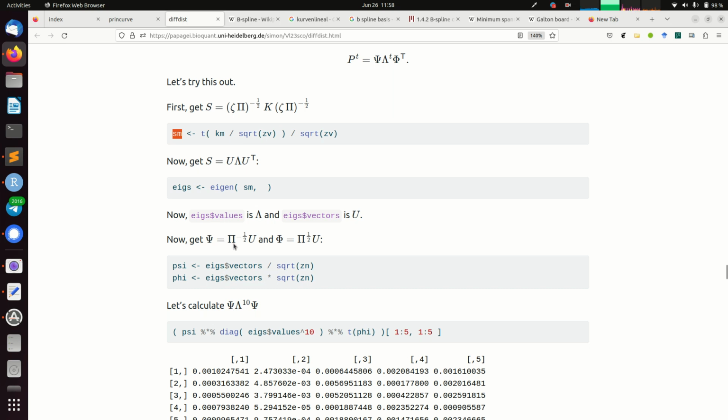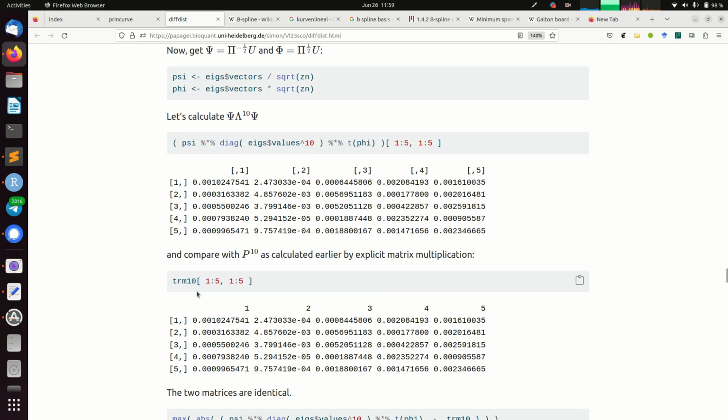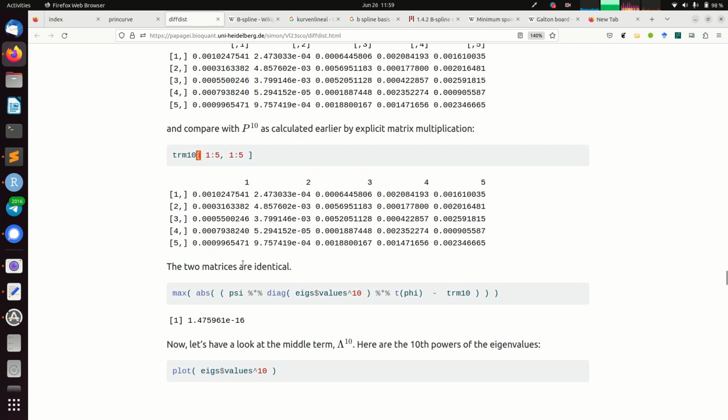I call this part here psi, and this part here I call phi t. So that I can write the whole thing as psi lambda to the t phi transpose. And I make these two matrices. So again, these are just U with the eigenvectors, and now I have to multiply the rows with these pi's here. And now I can calculate something like this here, psi lambda to the t phi t. And I can now do this much easier by simply saying psi times the diagonal of the eigenvalues times phi. And I can compare this with what I've calculated earlier, and you will find that they are the same. But, and now comes the crucial trick here.